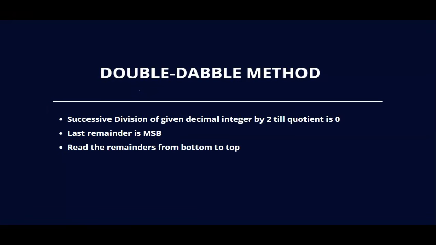First, decimal to binary. We convert a decimal number to binary by the double-double method. In this method, the given decimal integer is divided successively till the quotient is 0 or till the quotient is less than the base 2. And the remainders are read from bottom to top, or in the reverse order, to get the required binary equivalent.